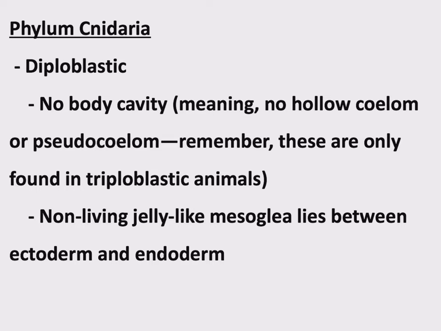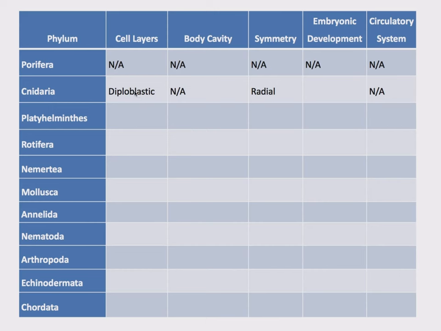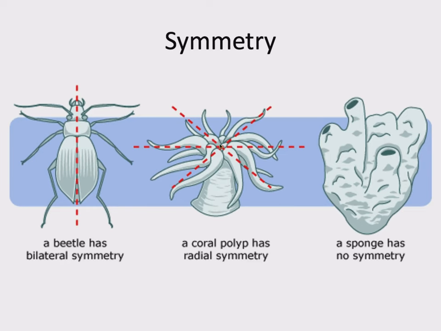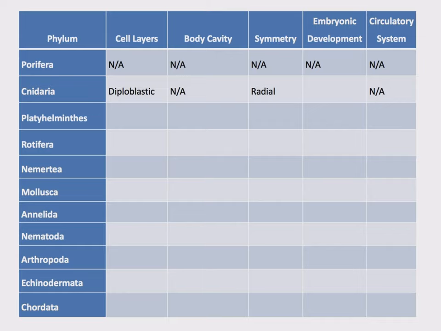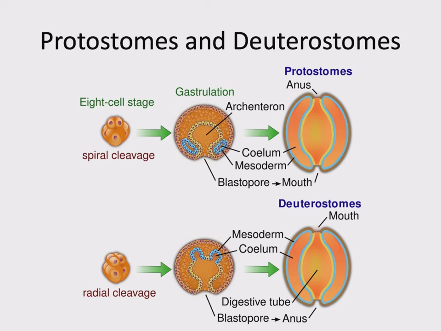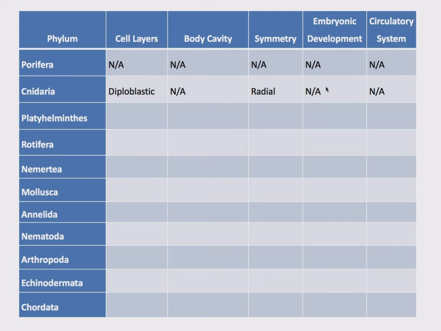So that helps us fill this table out a little bit. Diploblastic, NA for body cavity. Symmetry, they have radial symmetry. Again, here's a coral that was our poster child example for radial symmetry body plan. So members have radial symmetry and no circulatory system. We'll get to circulatory systems. There are going to be two major types. We'll get to that eventually, but this is still an NA for no circulatory system. Cnidarians are not going to have complex body systems at all. Oh, and protostome or deuterostome, that's what I mean by the embryonic development. That's also an NA. This is something that's only going to apply once we get to triploblastic animals.